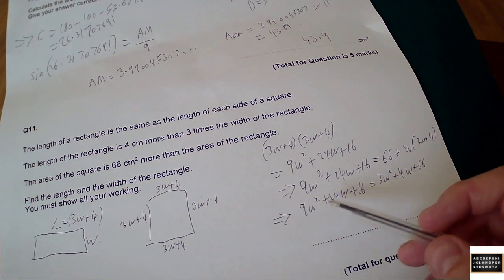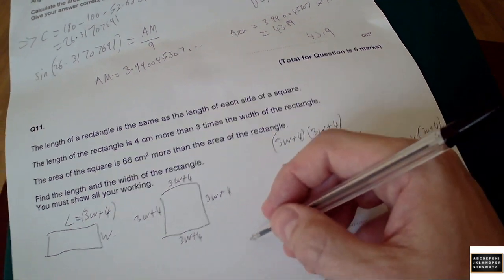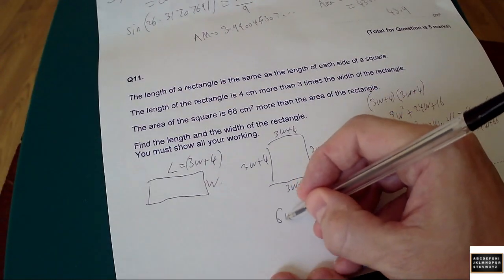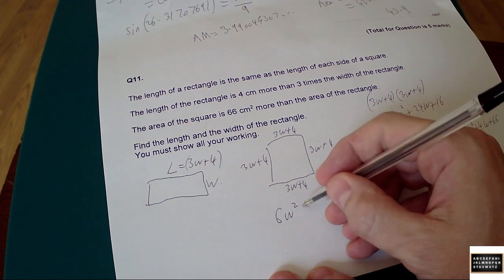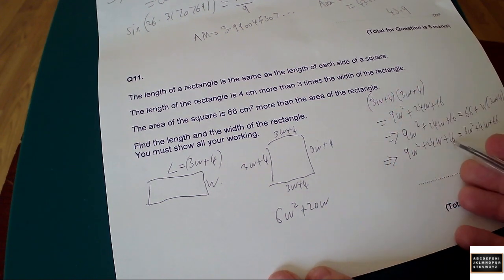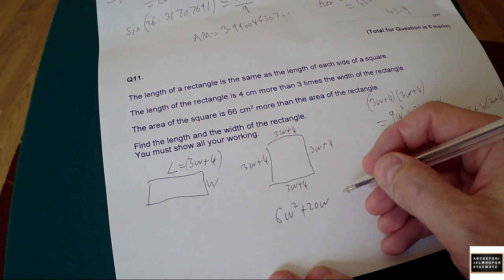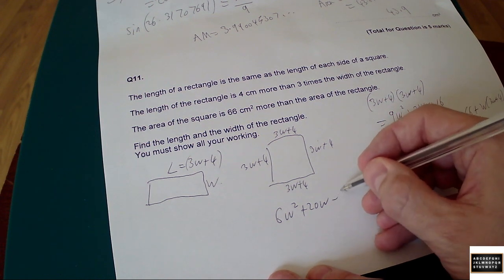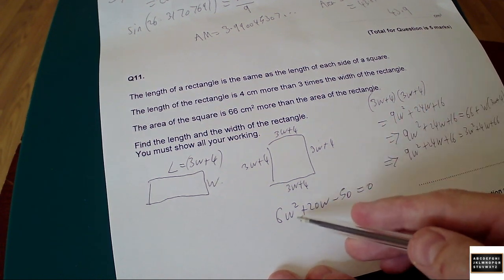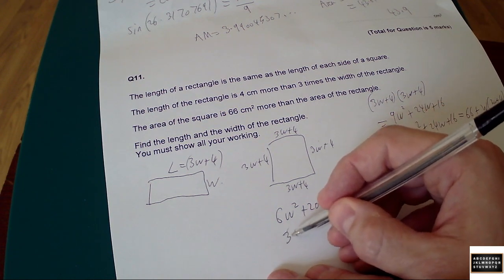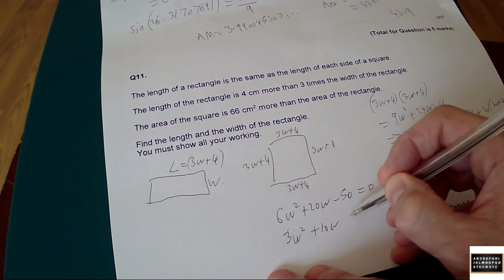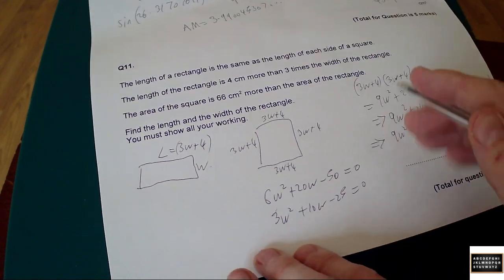Now, bit of cross-fertilization here. So 9W squared take away 3W squared is 6W squared. 24W take away the 4W is 20W. And then 16 take away the 66 is minus 50. That's going to be equal to 0. So this is now a quadratic expression, which I can at least divide by 2. And then I'm going to factorize this.